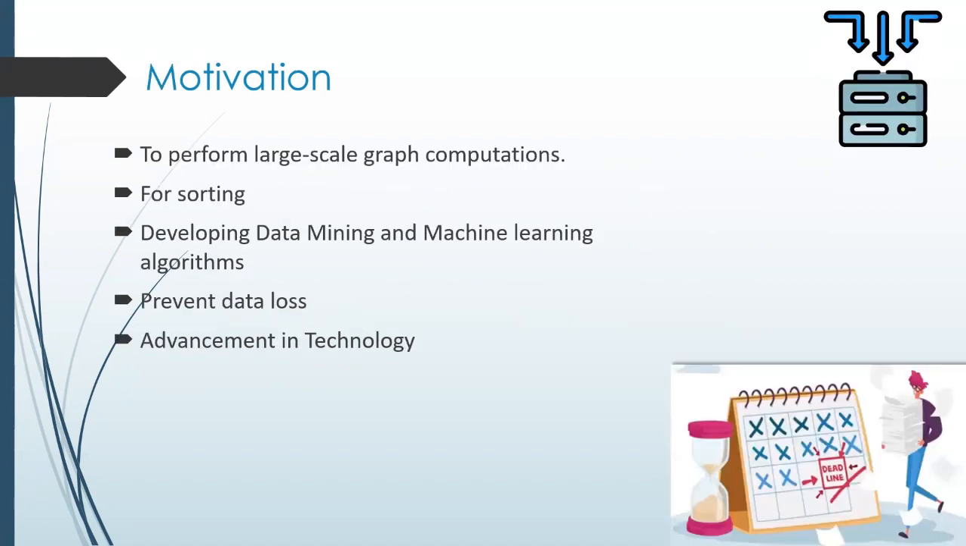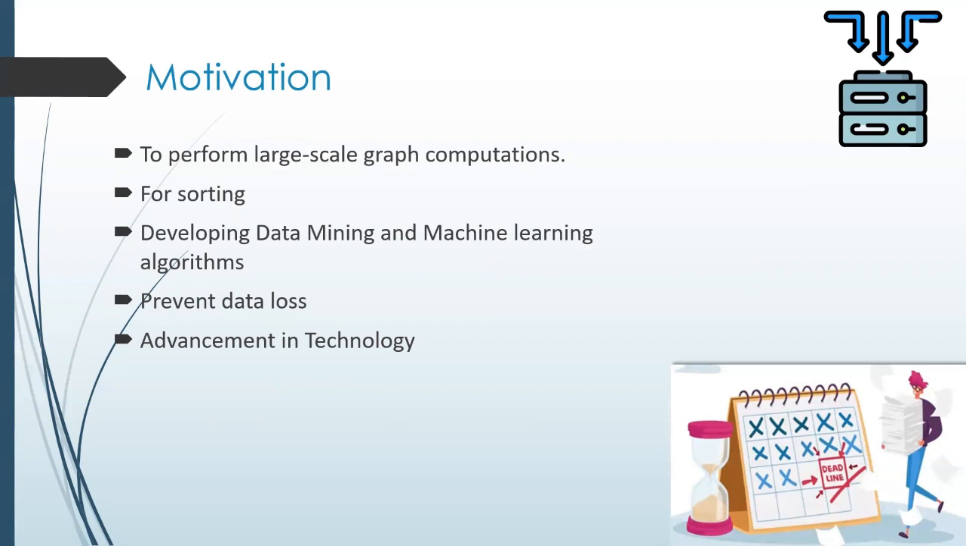improvements. So, why do we need this data? What do we do with this data? And why is this important? To perform large scale graph computations, for sorting, for developing data mining and machine learning algorithms, and to prevent data loss. All of this for advancement in technology. We need this data. So, where do we use this analyzed data?